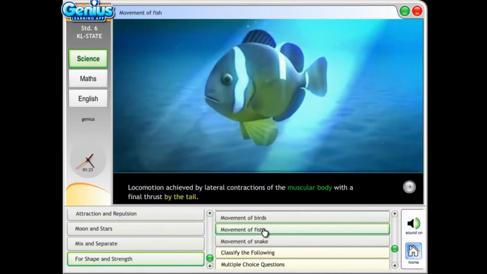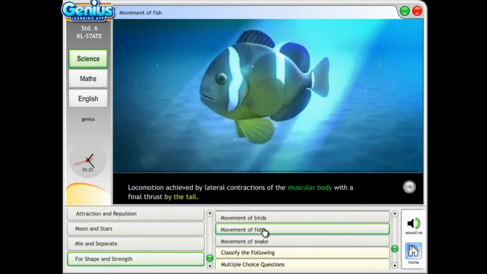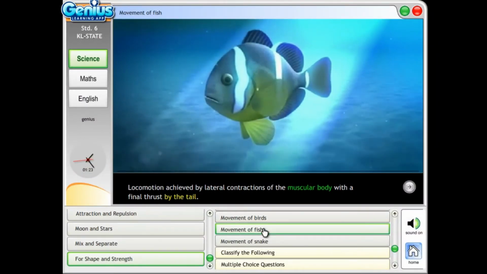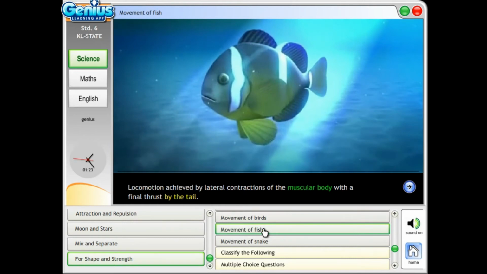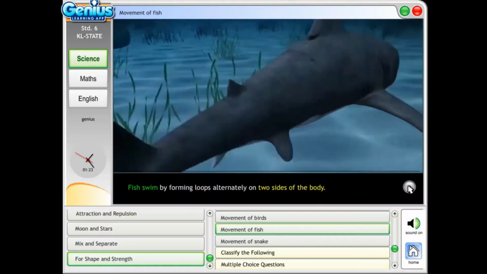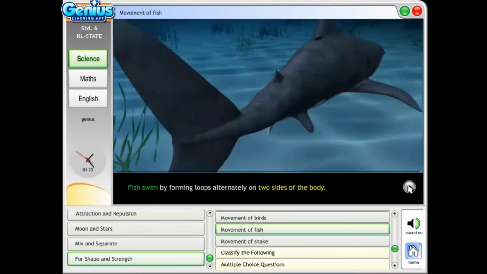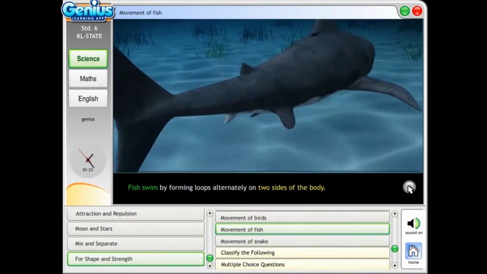Movement of fish. Locomotion is achieved by lateral contractions of the muscular body, with a final thrust by the tail. Fish swim by forming loops, alternately on two sides of the body.